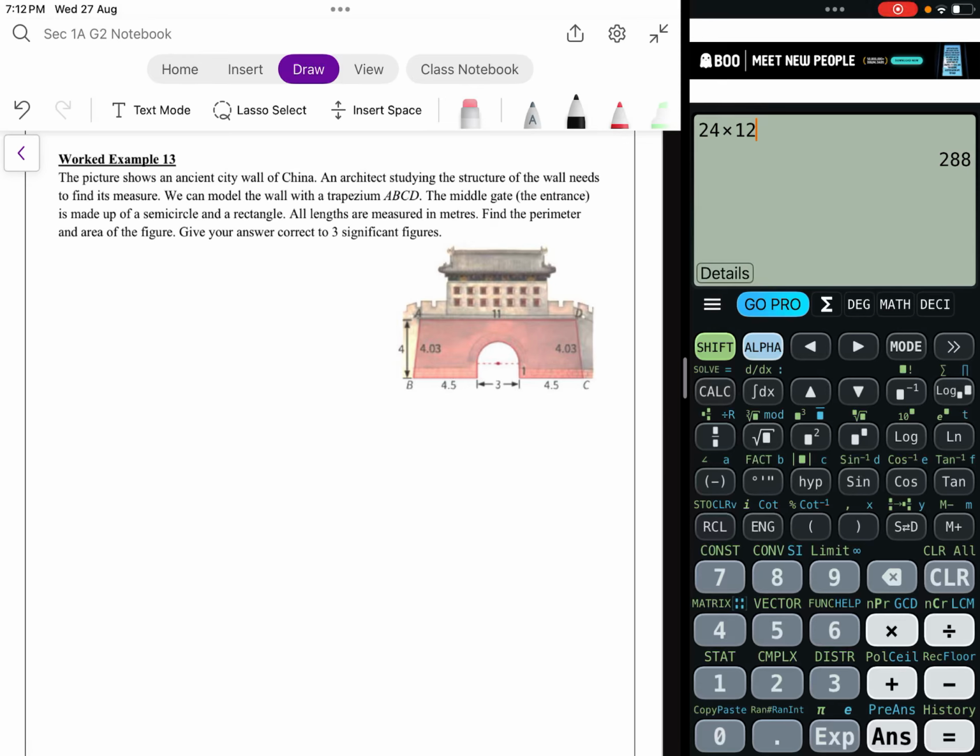Now, the picture shows an ancient city wall of China. An architect studying the structure of the wall needs to find its measure. We can model the wall with a trapezium ABCD. The middle gate is made up of a semicircle and a rectangle. All lengths are measured in meters. Find the perimeter and area of the figure.